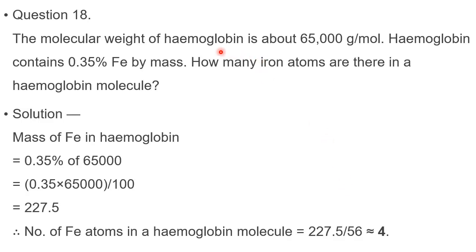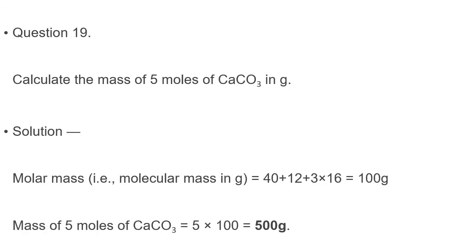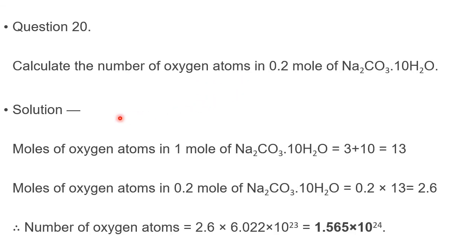This is very easy. Kindly follow and practice it. This is very easy. 5 moles directly given. Okay. In the same way, last question. Calculate the number of oxygen atoms in 0.2 mole of Na2CO3. This type of problem we already discussed. Okay. So each element you calculate, or separately calculate oxygen only.